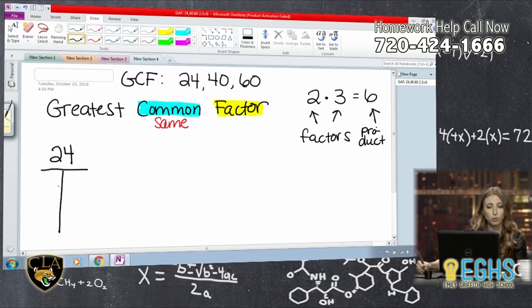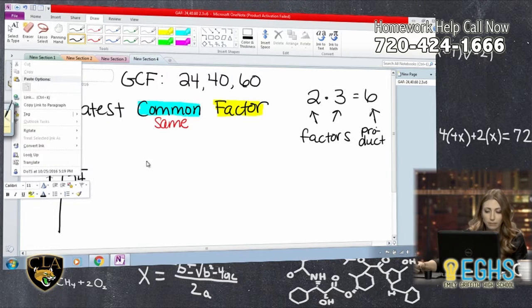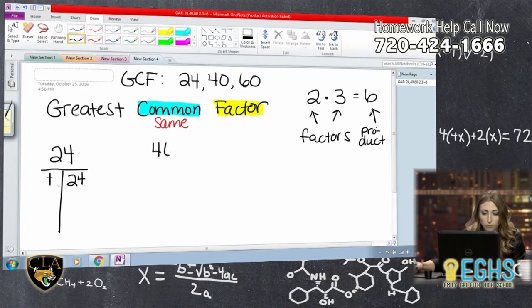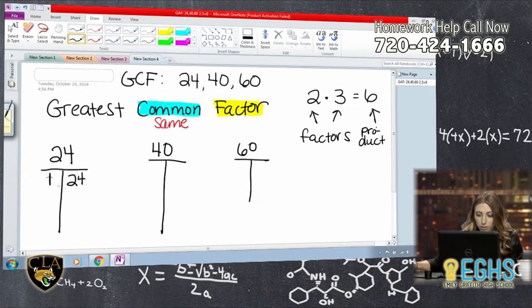So for example, 24, it's like a little T-chart, and I'm going to list my factors in the T-chart. I'm going to do this in a very organized way. I'm going to start with the number 1. We always know that 1 and itself are factors of a number. So I can already go ahead and do this with 40 and with 60 as well. I can say 1 times 40 gives me 40, and 1 times 60. So we always know 1 and itself.